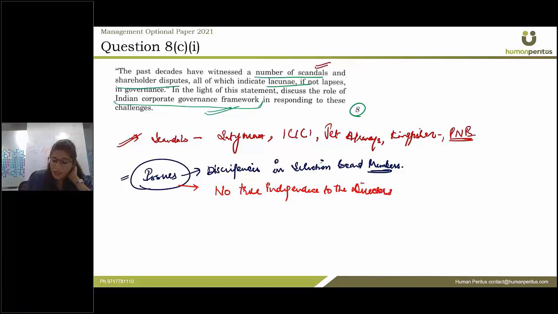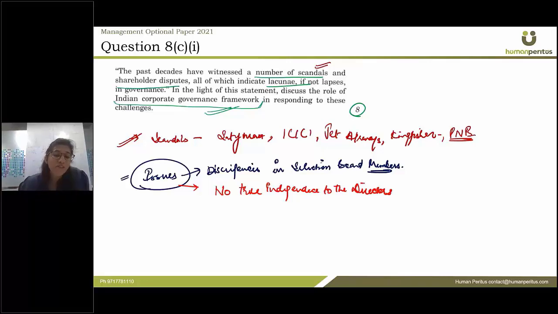Now, there has been no true independence given to the directors in this issue. The independence of the directors has been a major issue, which was supposed to be the biggest reform by the Kumar Mangalam committee in 1999. So what is the case? Why is this a problem?